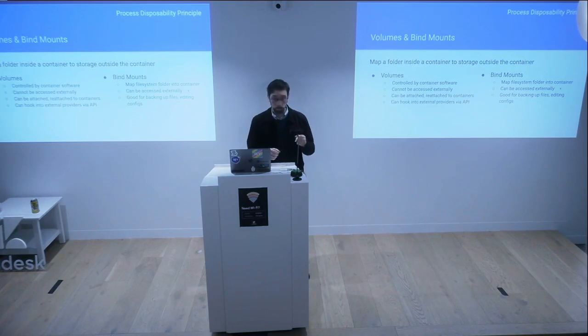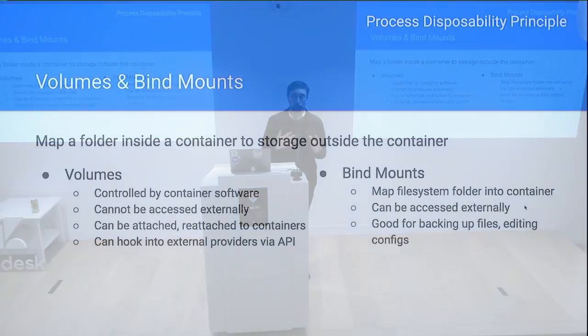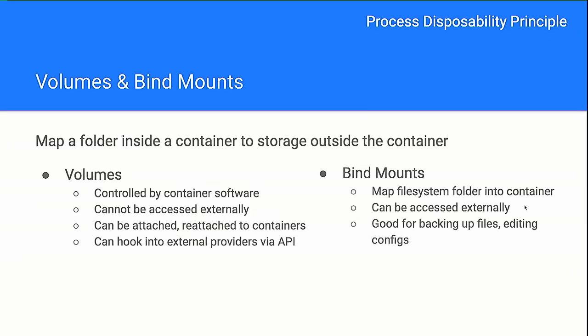Well, there are two things, volumes and bind mounts, and they're both kind of like a weird, complicated symlink. They allow you to map a folder inside a container to some sort of storage outside of the container. So in the case of volumes, it's controlled by the containerization software, so usually Docker, and you cannot directly access the storage. You can't do it. You're not supposed to do it. All that matters is that when you start up a new container, you reattach that volume and everything that was there previously will still be there this time.